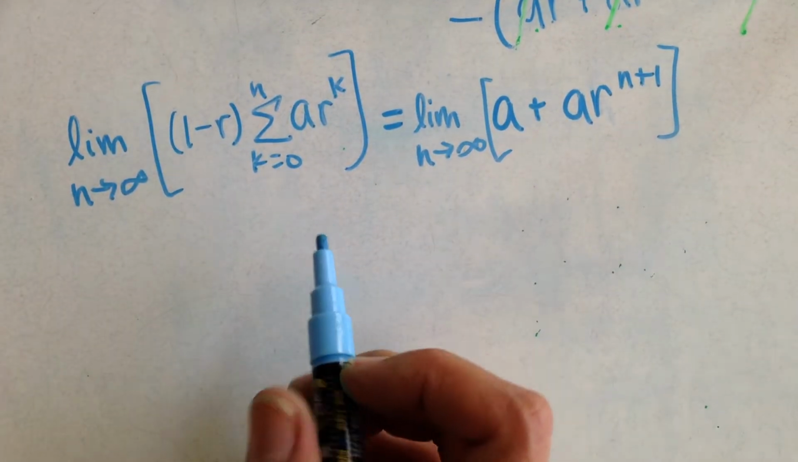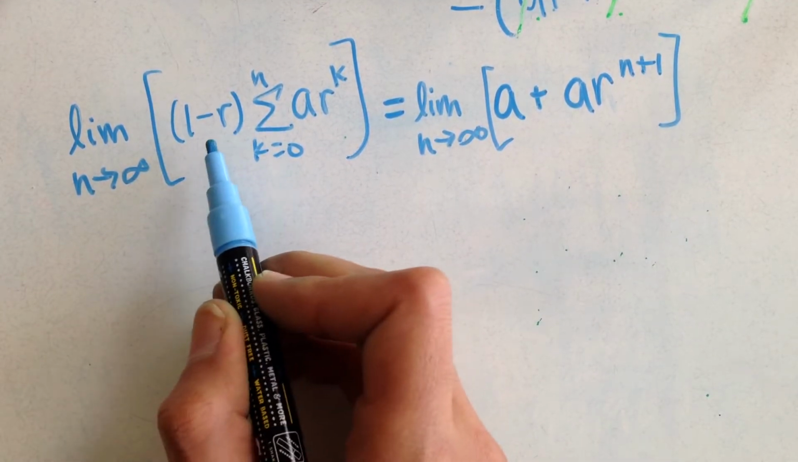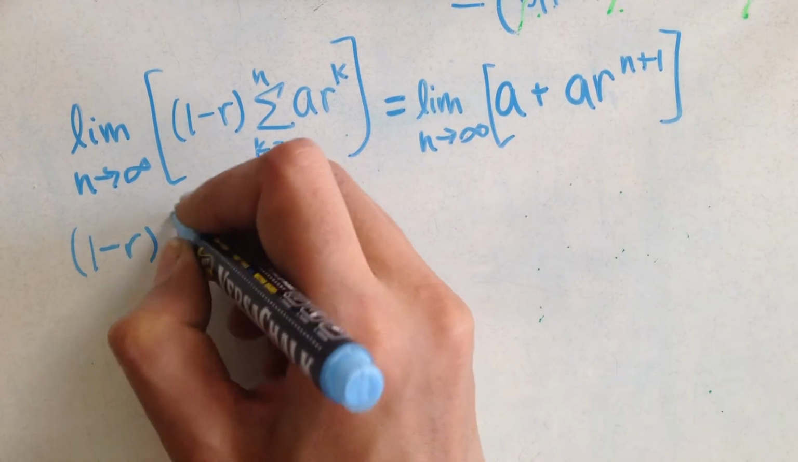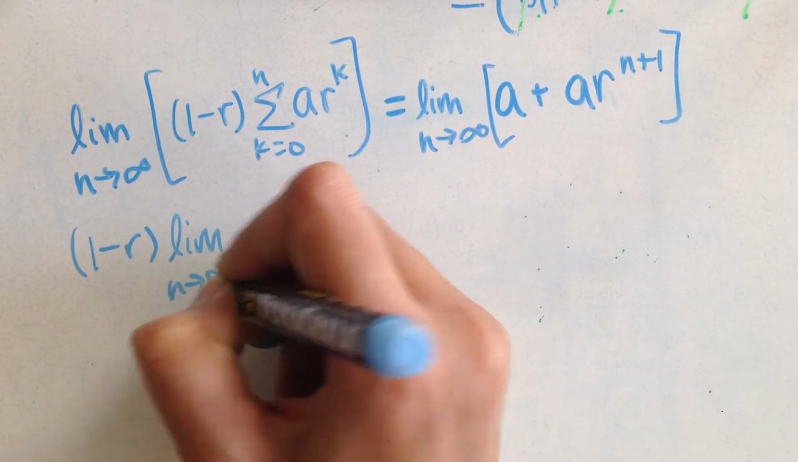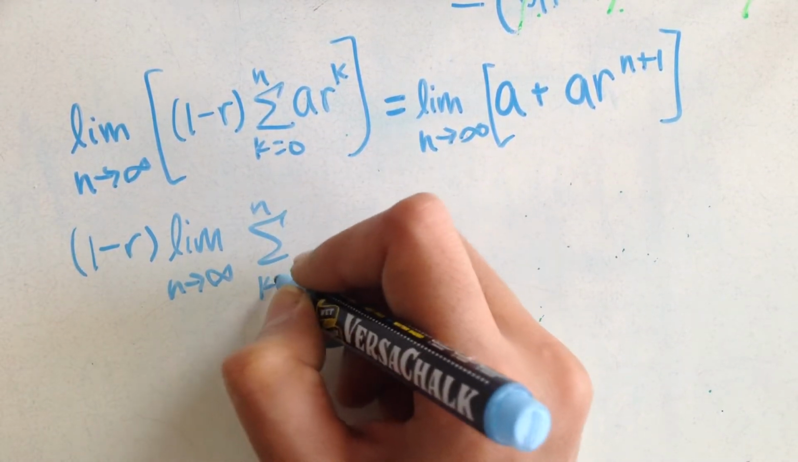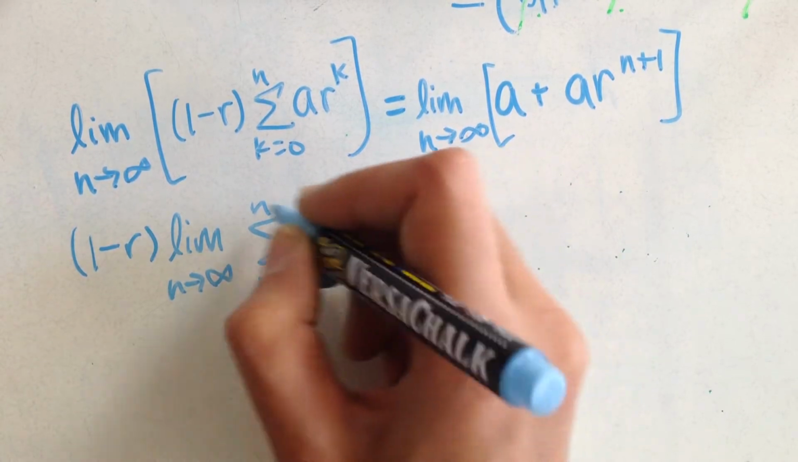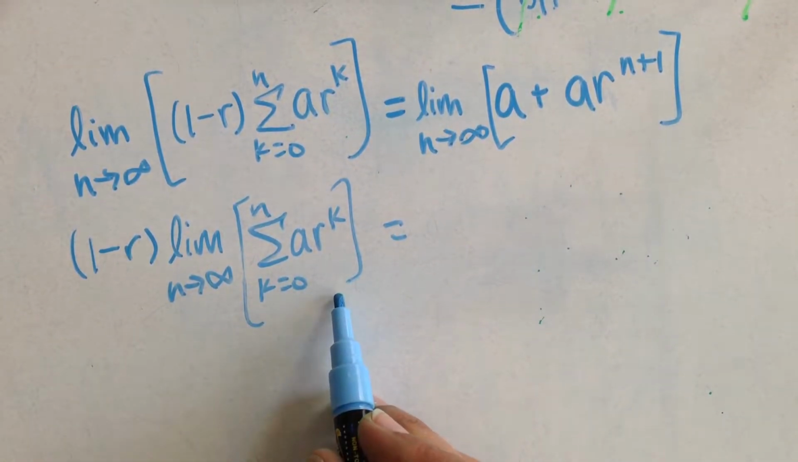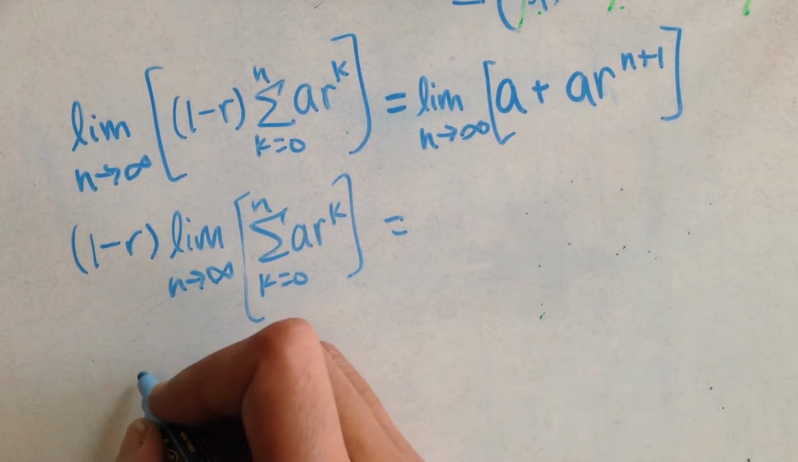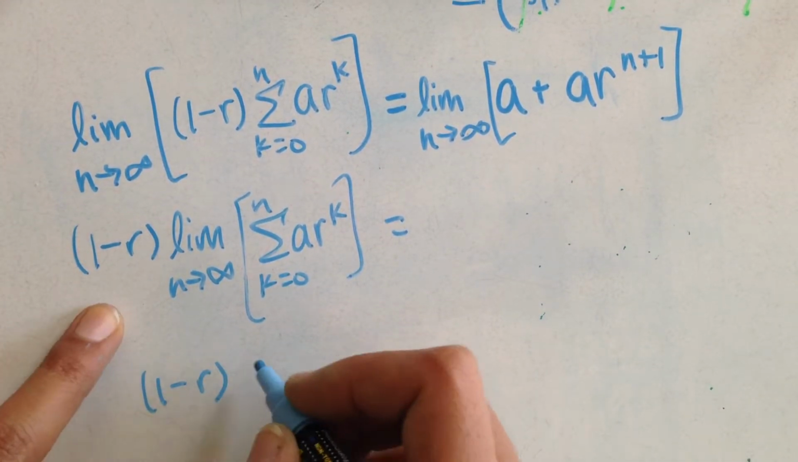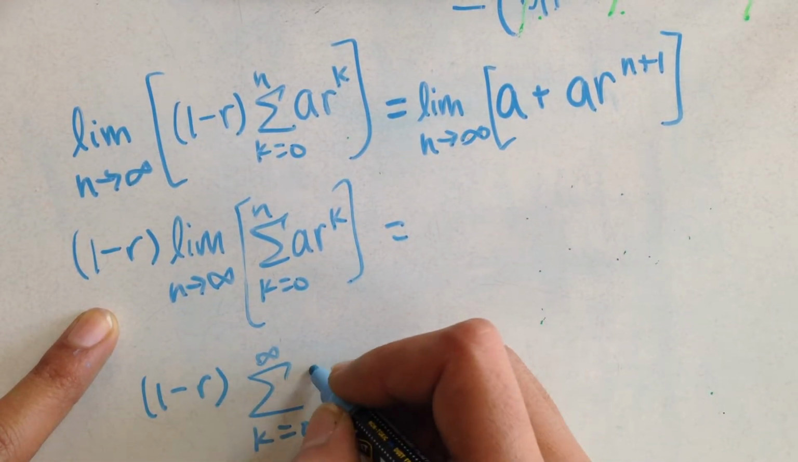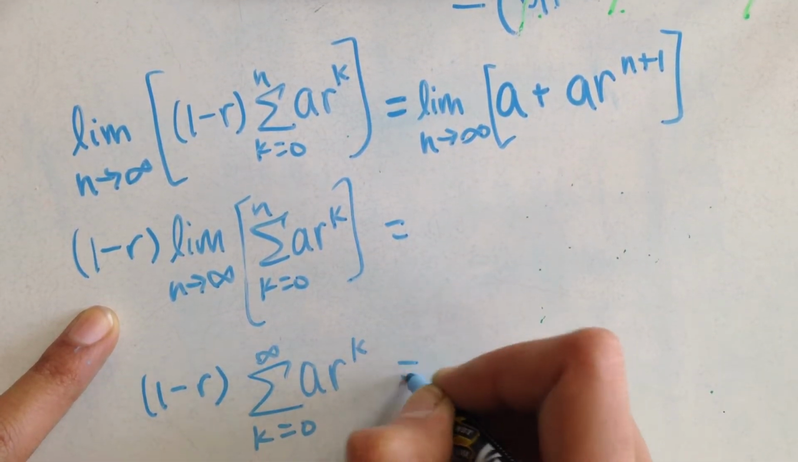On the left side here, this 1 minus r has nothing to do with n, so we can think of bringing that outside the limit. Taking the limit as n goes to infinity of this partial sum, we just get this 1 minus r times the sum from k equals 0 up to infinity of ar to the k.